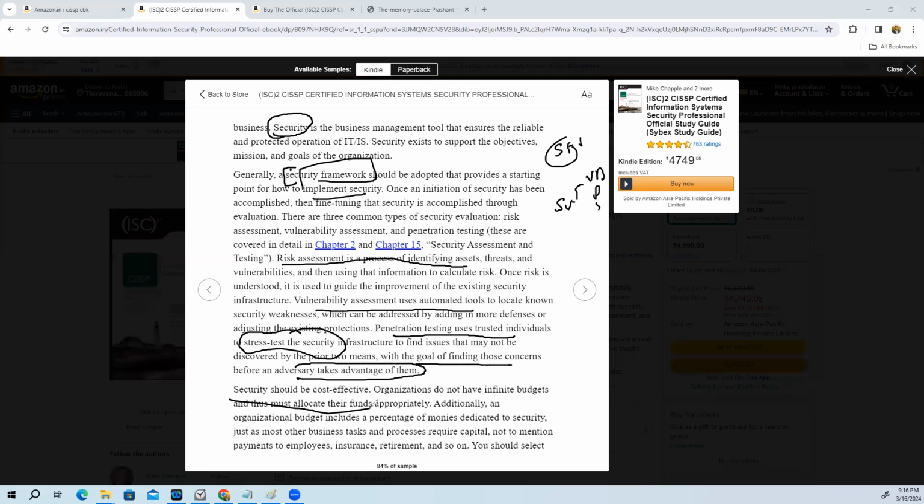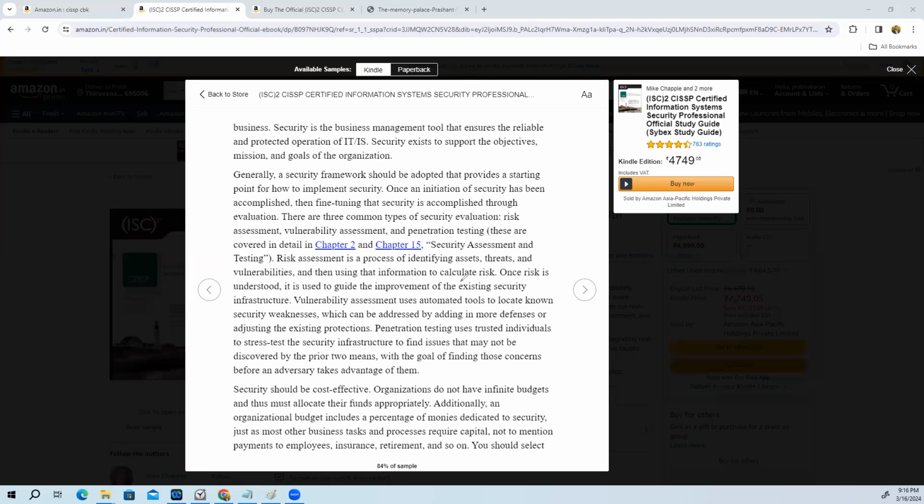Security should be cost effective. This statement makes sense. This is something you need to remember because if you get a question as a consultant, how do you approach security? Security should be cost effective. Understood. So instead of reading the entire paragraph and trying to remember it, point out these keywords. That is the most important part.